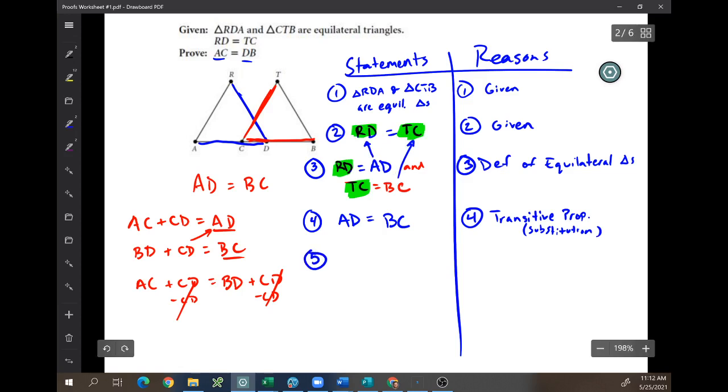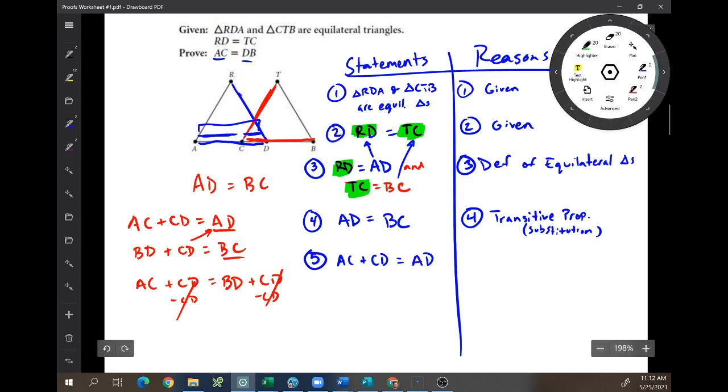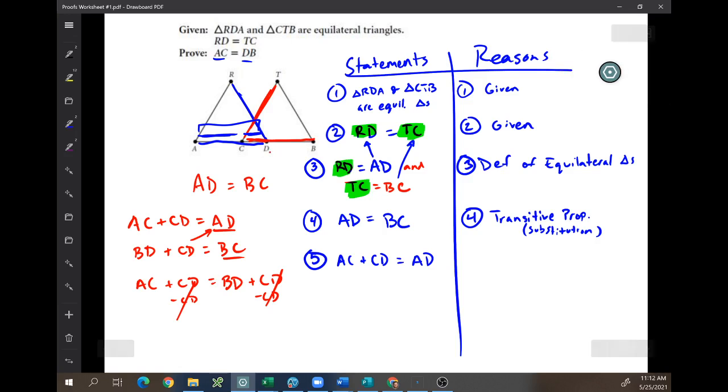Now that's not quite what I wanted. I didn't want AD, I wanted AC. Well, how can I get from AD to AC? I can say that AC plus CD equals AD. That's like this left side plus that right side would equal the whole. And then at the same time, I'm going to do the same thing with the right. This right side plus that left side would equal the whole. So that's BD is the right side plus CD is the left side equals BC is the whole. So that is my segment addition postulate.